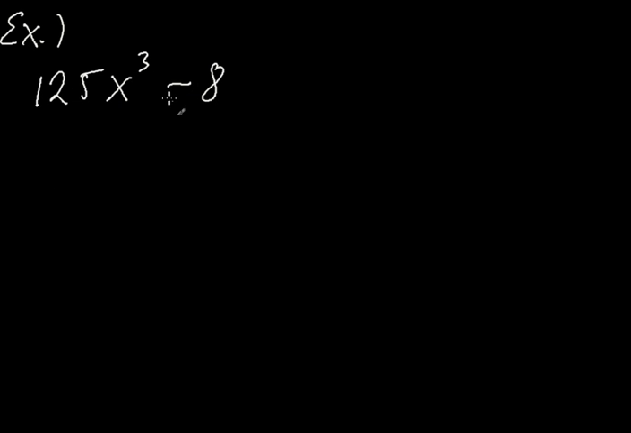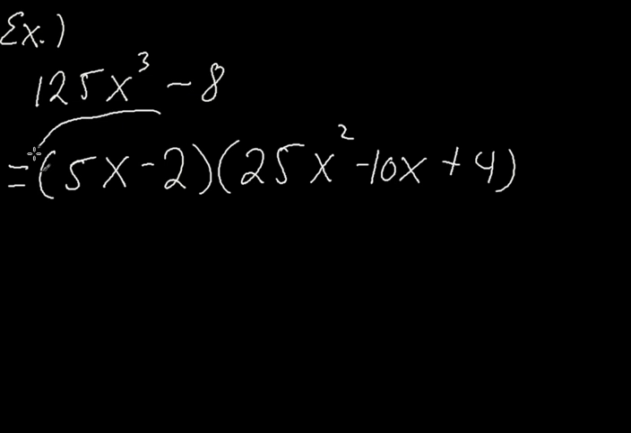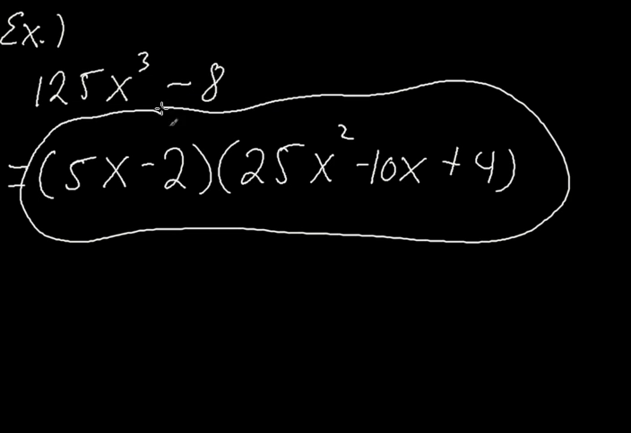125x cubed minus 8. Well, is 125 a perfect cube? Yeah. Is 8 a perfect cube? Yeah. I'm sorry, I'm saying square and square. These are cubes. I have a habit of saying squares all the time. So 5x minus 2, 25x squared. Then we have to multiply these together. So 10x plus 4. Okay. So that would be the final answer there.